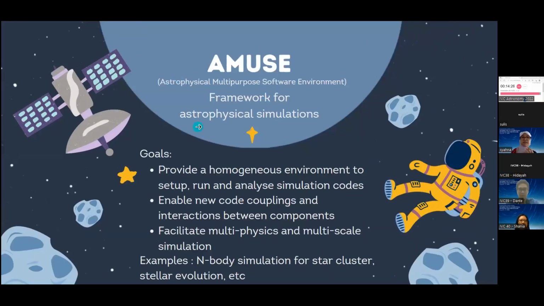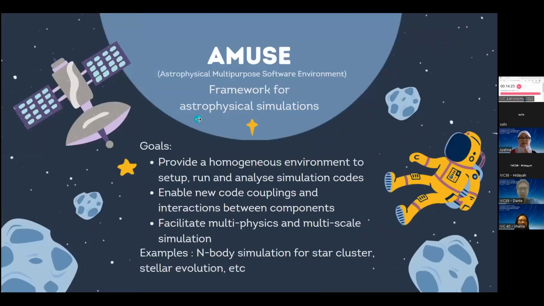So Amuse stands for Astrophysical Multipurpose Software Environment, and this is a framework for astrophysical simulations. Its goal is to provide a homogeneous environment to set up, run, and analyze simulation codes, enable new code couplings and interactions between components, and facilitate multi-physics and multi-scale simulations. A few examples of what it does are creating N-body simulation for star cluster and stellar evolution.